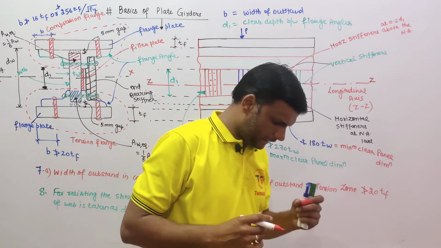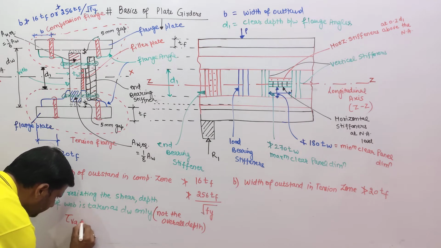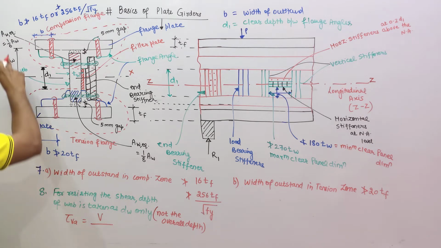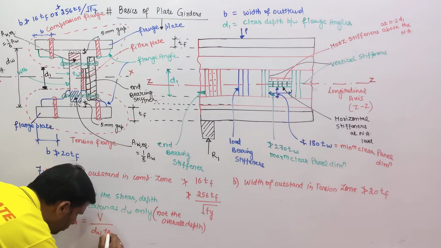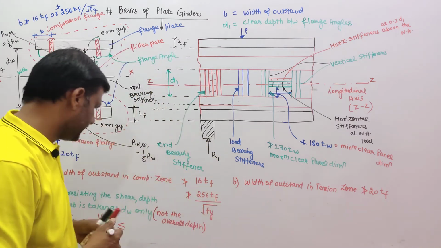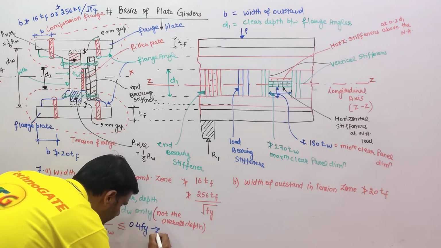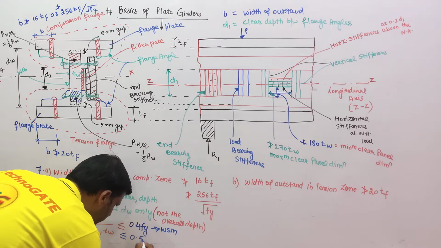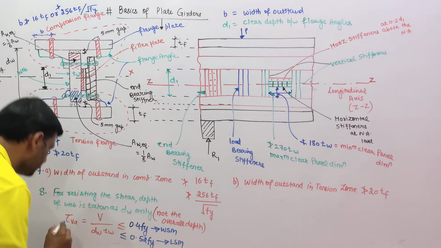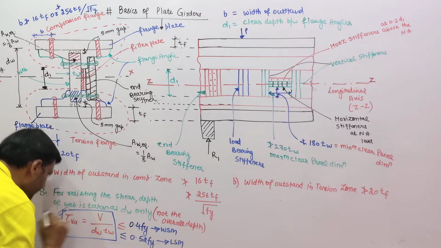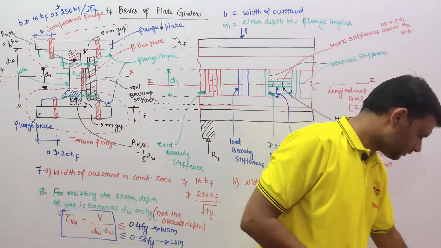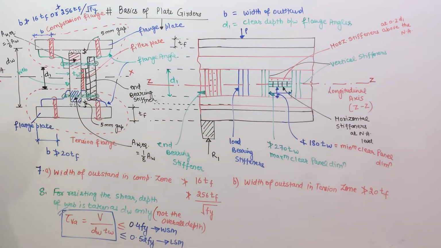So my dear students, if I calculate the value of tau VA, that is equal to the maximum shear force V divided by area, area is dw into tw. That value shall be less than or equal to 0.4 Fy in working stress method and 0.52 Fy in limit state method. That is tau VA. For resisting the shear, depth of web is taken only the depth of the web. Please be careful, not the overall depth.